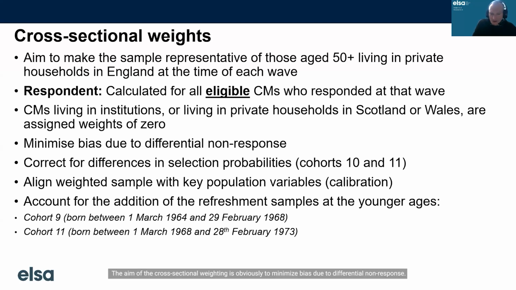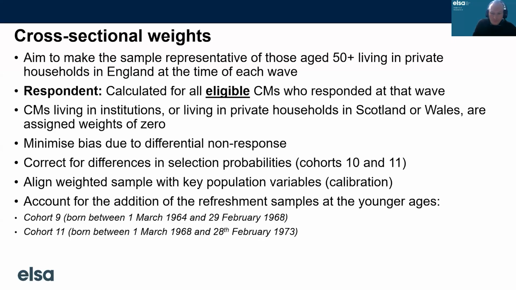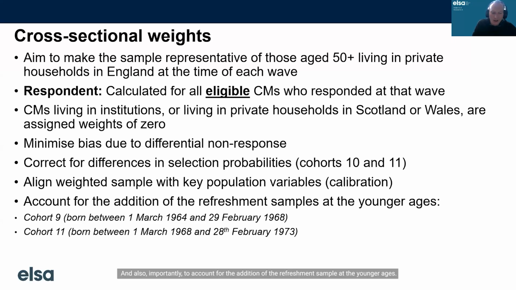The aim of the cross-sectional weighting is obviously to minimize bias due to differential non-response, to correct for differences in selection probabilities, to align the weighted sample with key population variables, and also importantly to account for the addition of the refreshment sample at the younger ages.